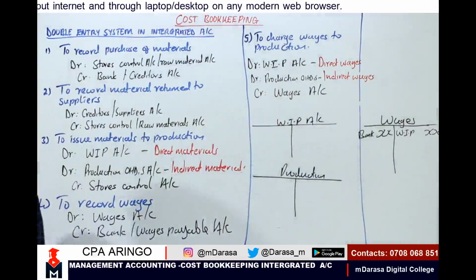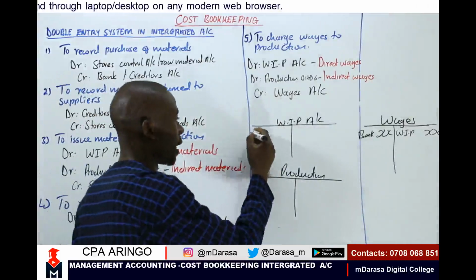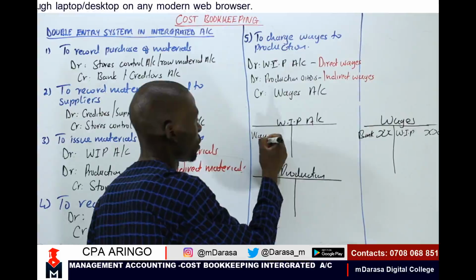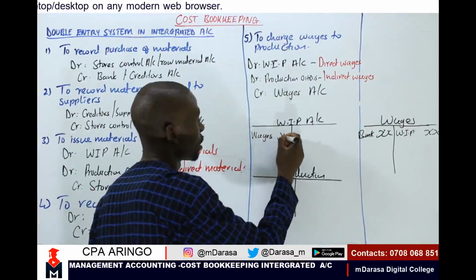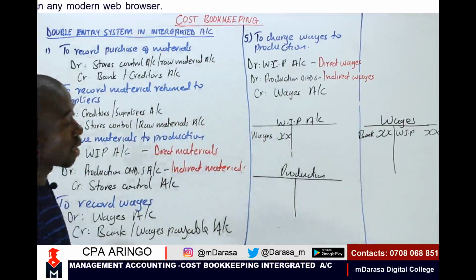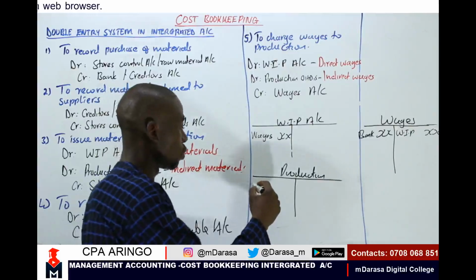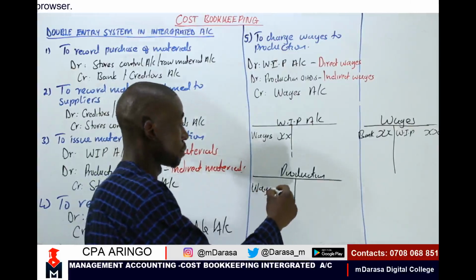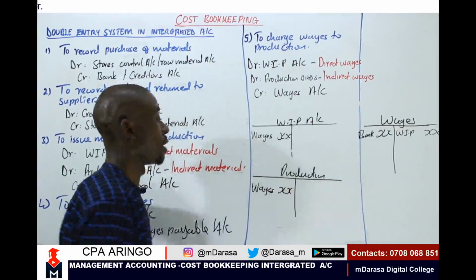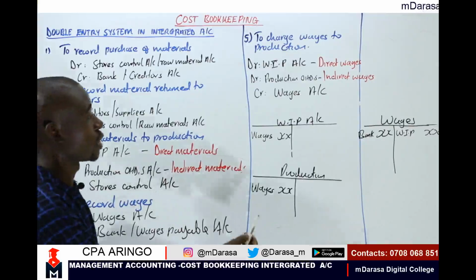I'm reducing that wage account because I'm charging it to production. And here I should be having what? Wages account. You see the details here? Whereas if it is indirect, I'll be having production overheads account, meaning that at this point I should be talking of wages account if it is in regard to indirect wages. So these are the double entry that we are talking about.